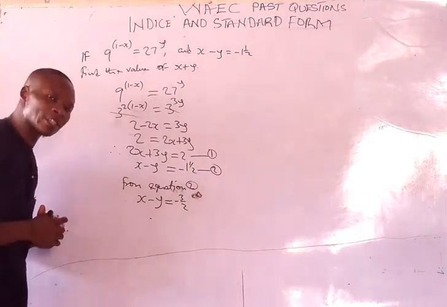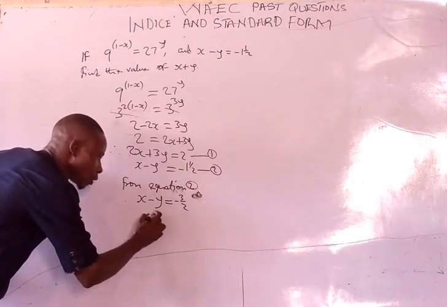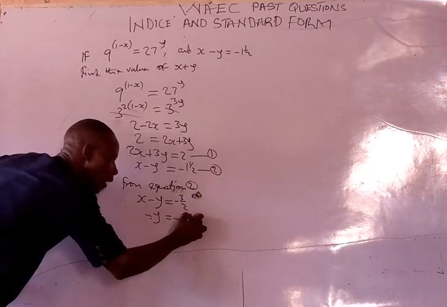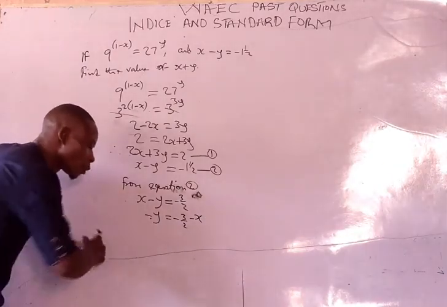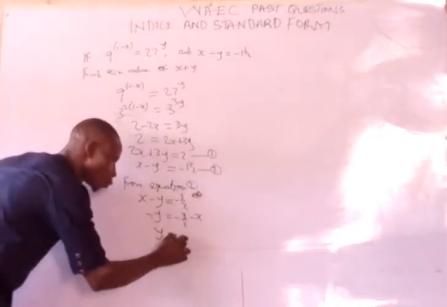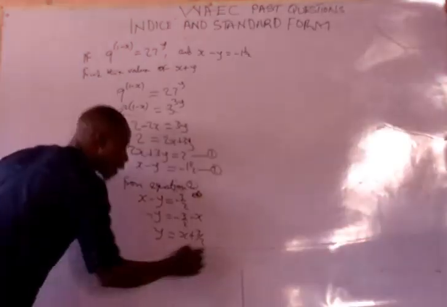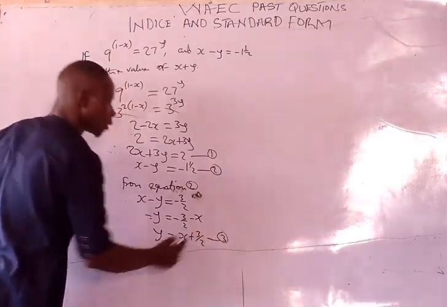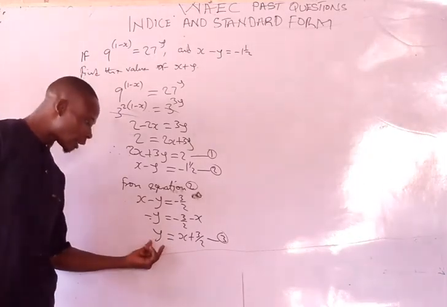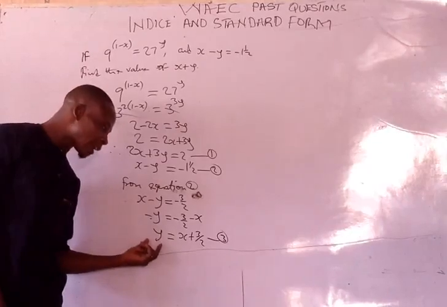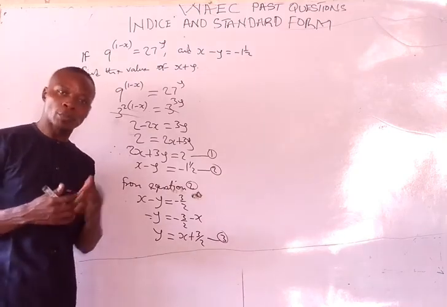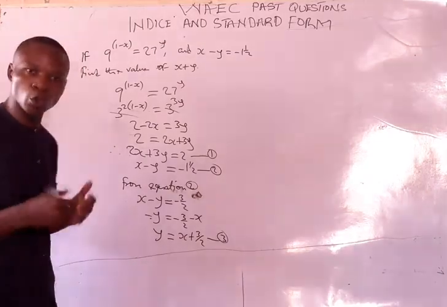So let's make y the subject of the formula. This will be minus y equals minus 3 over 2, then we have minus x. When you multiply all through by minus 1, you have y equals x plus 3 over 2. This we can call equation 3. Having made y the subject of the formula, we can calculate the value of x. To do that, we take equation 1.